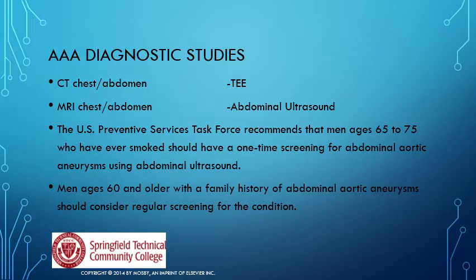The Preventive Services Task Force in the United States recommends that men ages 65 to 75 who have ever smoked should have a one-time screening for abdominal aortic aneurysms using abdominal ultrasound. And men ages 60 and older with a family history of AAA should consider regular screening for the condition. And why do you think it's so important to screen for aneurysms? Well, a couple of reasons. They are typically asymptomatic until rupture, and a rupture of an AAA is a catastrophic event with very high mortality, as we're going to talk about soon.